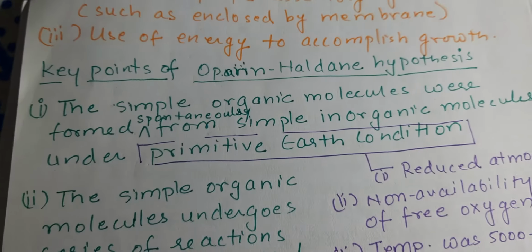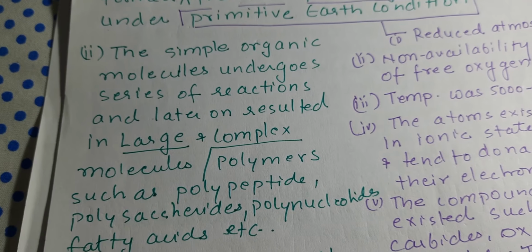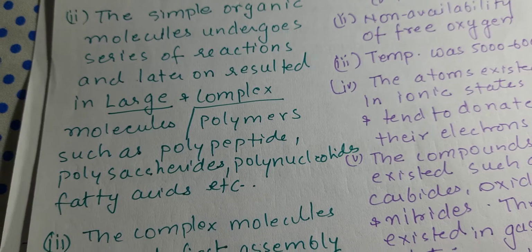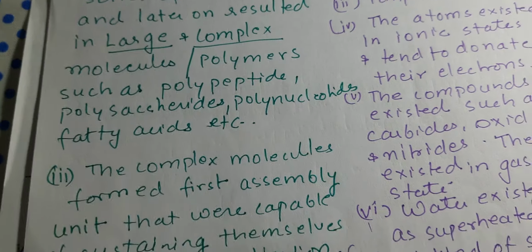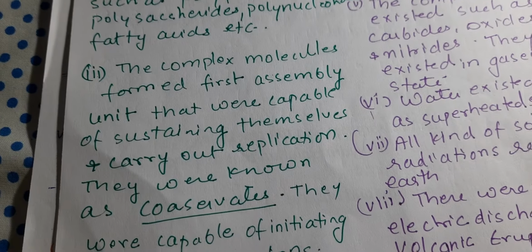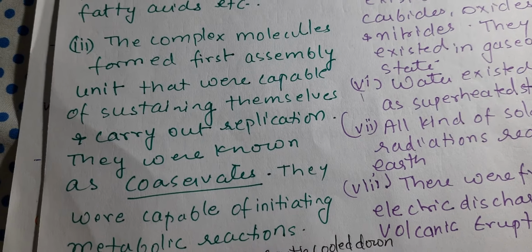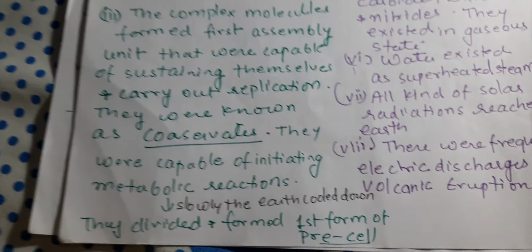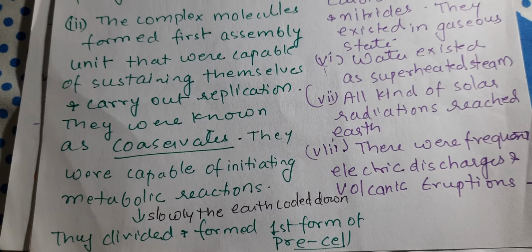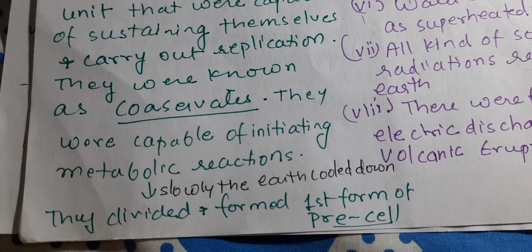Simple organic molecules were formed from simple inorganic molecules, and these underwent a series of reactions that later resulted in large complex molecules, that is polymers such as polypeptides, polysaccharides, polynucleotides, etc. The complex molecules formed assembly units capable of sustaining themselves and carrying out replication. They were known as coacervates, and they were capable of initiating metabolic reactions. Slowly the earth cooled down and they divided to form the first pre-cell.